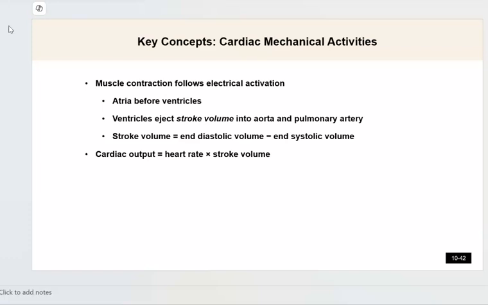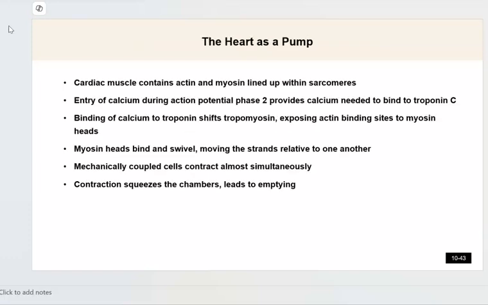Our stroke volume equals our end diastolic volume minus the end systolic volume. And I hope that that is something that makes sense to you as we move through. We'll talk more about that. That really helps us understand that better. Remember, we talked about the heart being a single organ with 2 pumps.